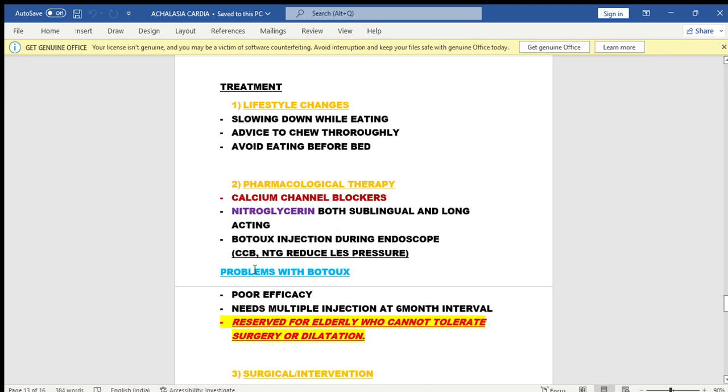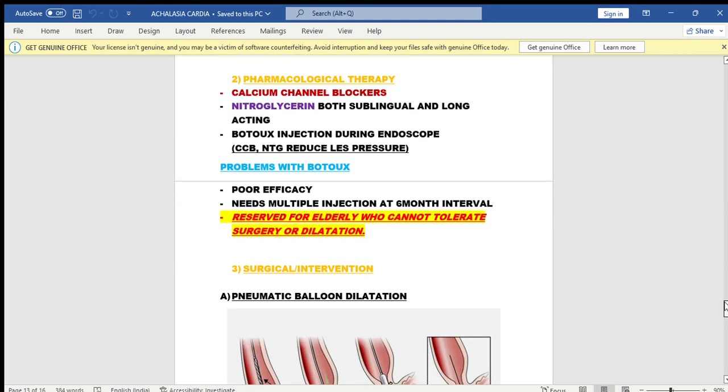There are studies that show that Botox injections, injected during endoscopy, can help in reducing the symptoms. But the problem with Botox is that the efficacy is pretty poor, and you need to give them multiple injections every 6 to 12 months. So if you have an elderly patient who is not fit to undergo a surgical intervention or a pneumatic balloon dilatation, then in that case you can prefer Botox injection. So it is reserved only for elderly people who are unfit for pneumatic dilatation and surgical interventions.